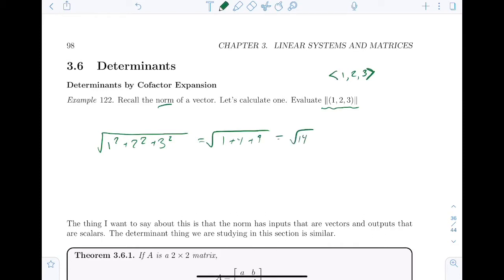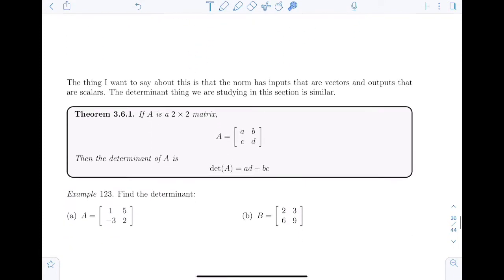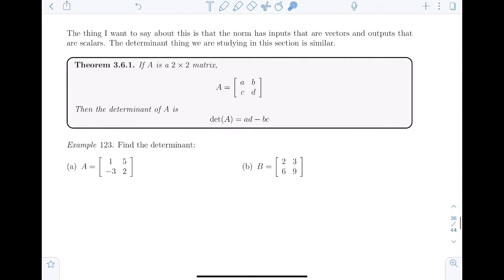Now, here's the point I want to make. This is a vector, and I perform some operation on it, and I get a scalar. That is my point, okay? So this thing that we're going to be studying called the determinant is going to be something that eats something like a matrix and spits out a scalar. So just like the norm eats a vector and spits out a scalar, this determinant thing is going to be a similar kind of piece of machinery. So let's just start with the 2 by 2 case because it's easy.